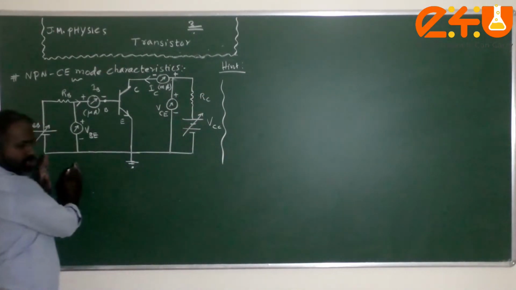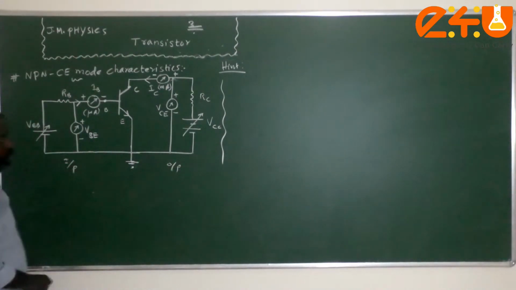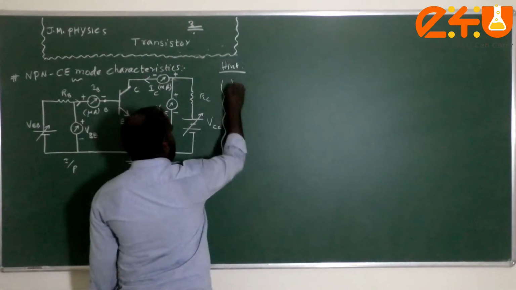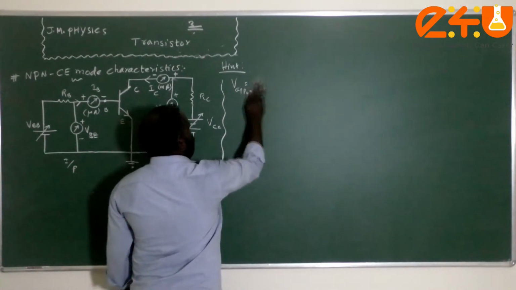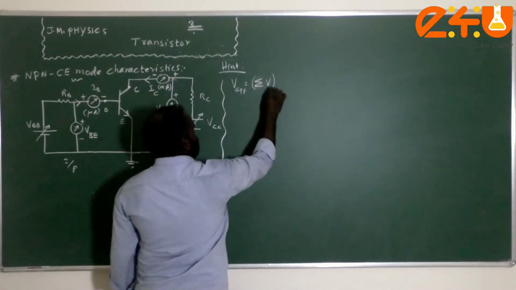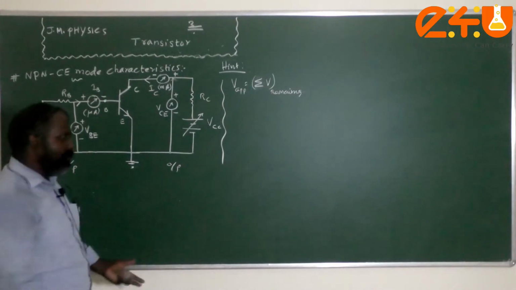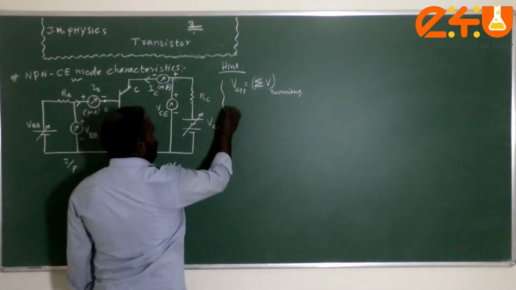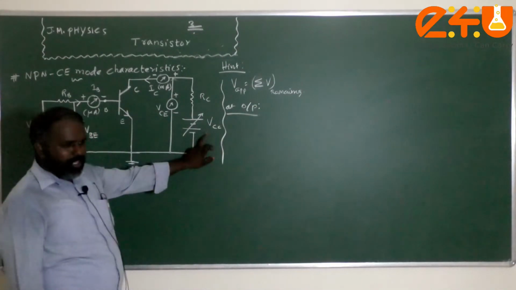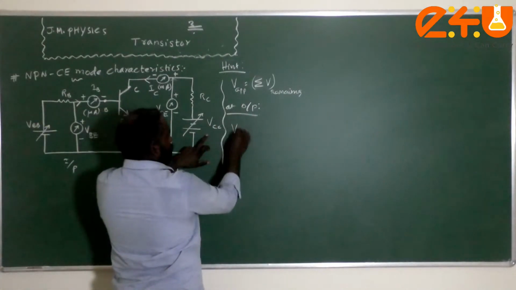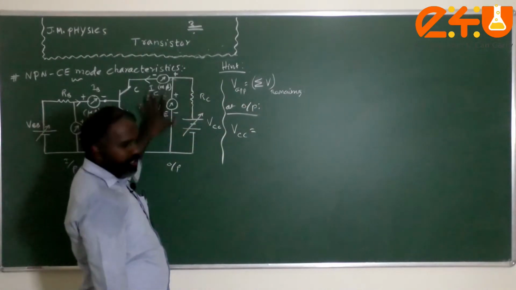For example, if you consider this as the input part and this as the output part, what hint am I telling, children? The applied voltage is equal to the sum of the voltages in the remaining part of the circuit. For example, at the output part, this is our applied voltage, that is VCC. The applied voltage is equal to the sum of the voltages in the remaining part of the output part.